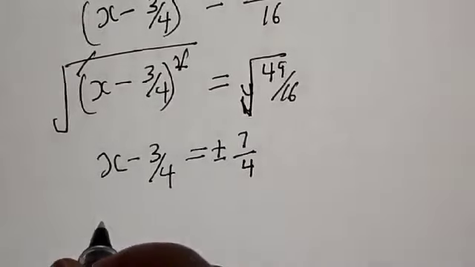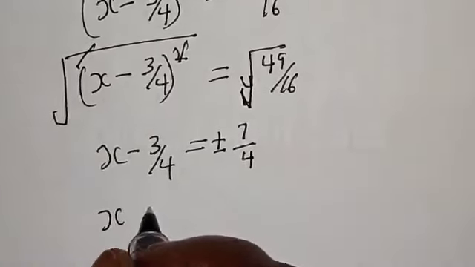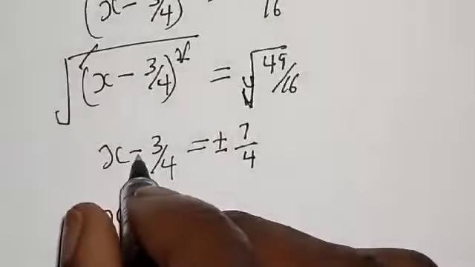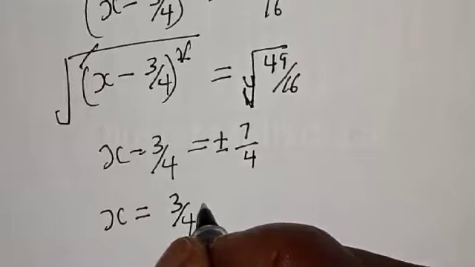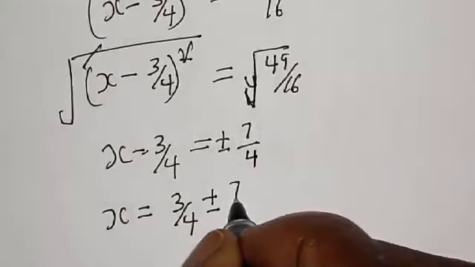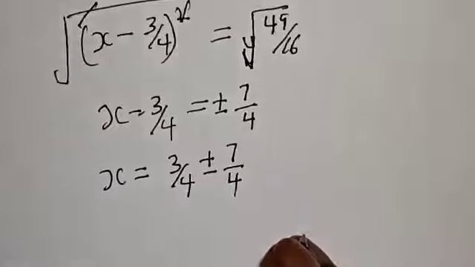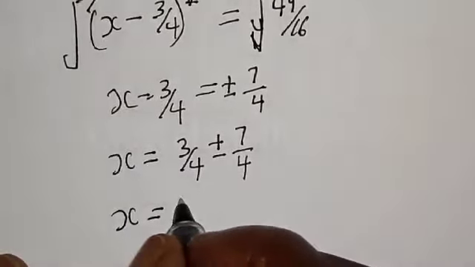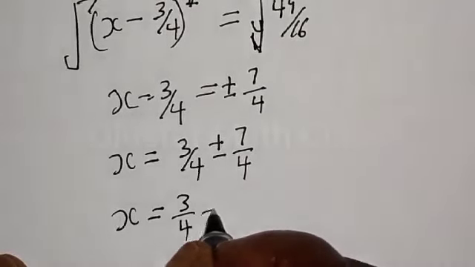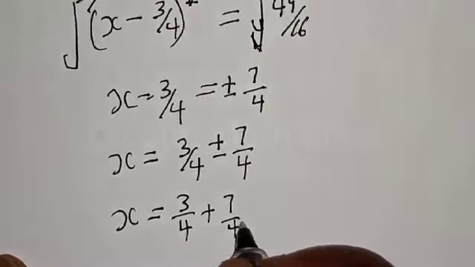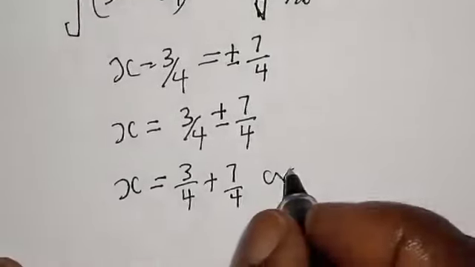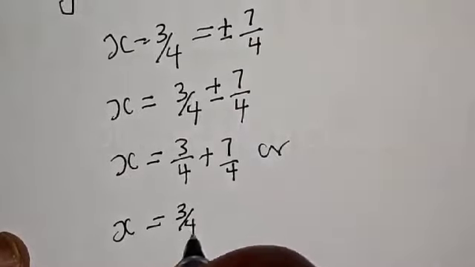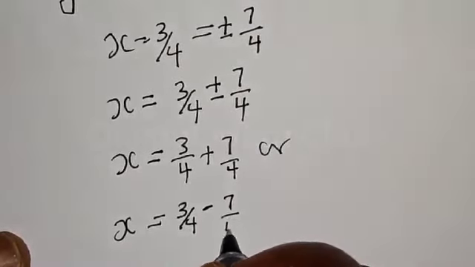Then we have x is now equal to what? 3 over 4, that is, if minus 3 crosses the equal sign, it will become plus 3 over 4, plus or minus 7 over 4. Therefore, the value of x is, we have x is equal to 3 over 4 plus 7 over 4, or x equal to 3 over 4 minus 7 over 4.